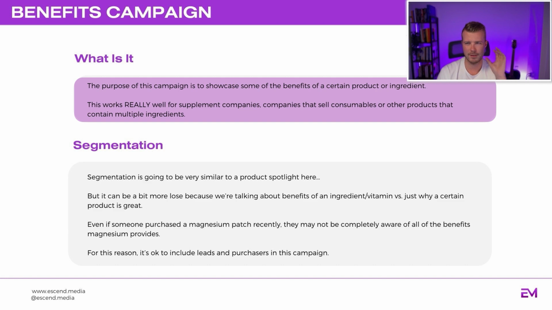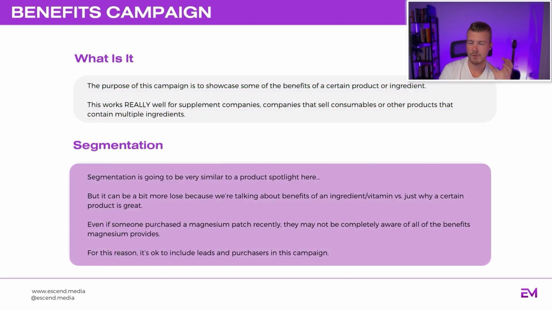So let me explain, because this one's a little bit different. The segmentation we want to use here is going to be very similar to a product spotlight, but it can be a little bit more loose because we're talking about the benefits of an ingredient or a vitamin versus why a certain product that people are purchasing is great. Even if someone has purchased a magnesium patch recently, for example, they may not be completely aware of all of the benefits that magnesium provides to them. So for this reason, it's actually okay to include leads and purchasers in this campaign.